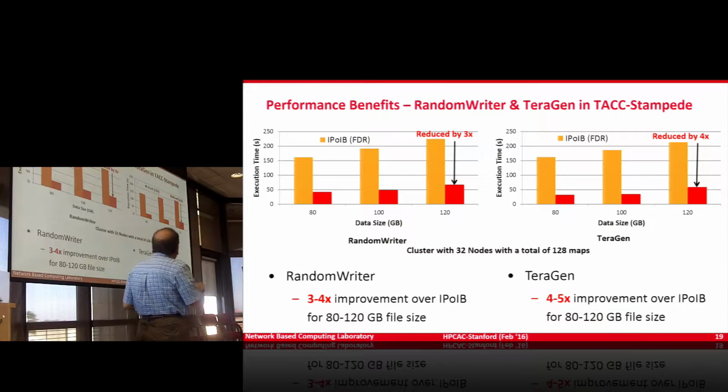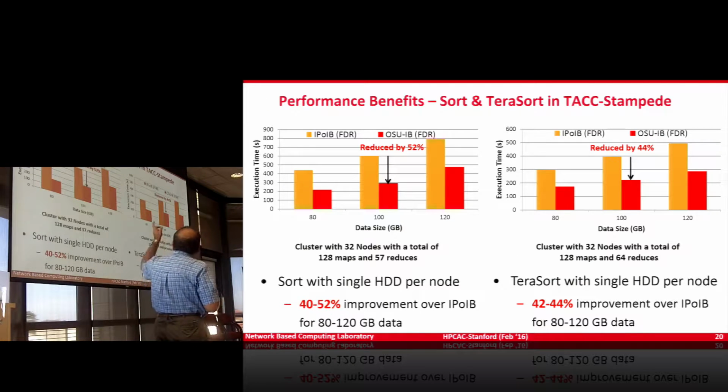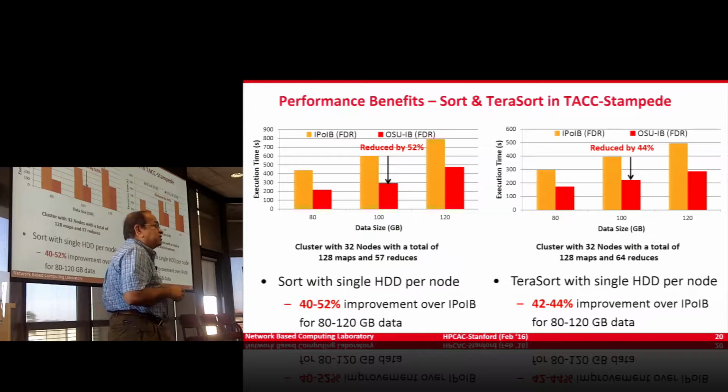Similar kind of things you see also in TeraGen, by a factor of 4 here. This is Sort and TeraSort. These are many common applications that get used. So here you will see you can cut it by half. Again, the same hardware, we are not changing anything, it's just the software. We are able to speed it up. And similarly on this side, TeraSort with a single SSD, we are able to reduce by, again, 44%.